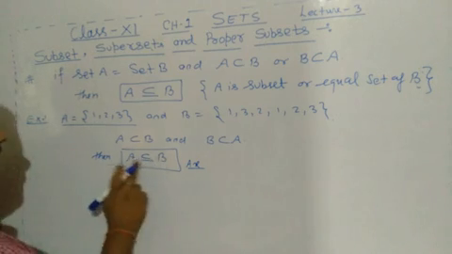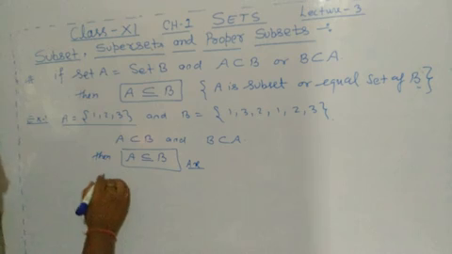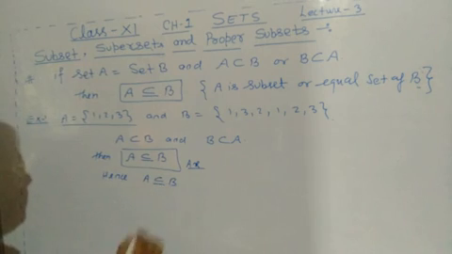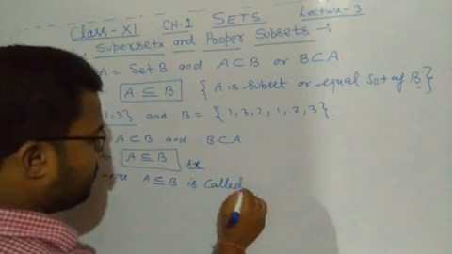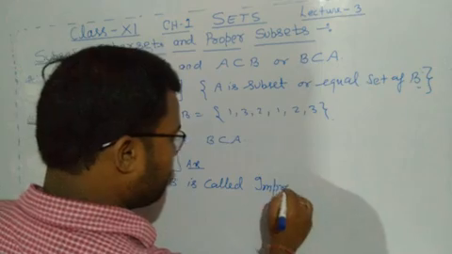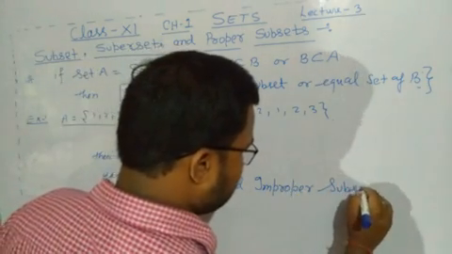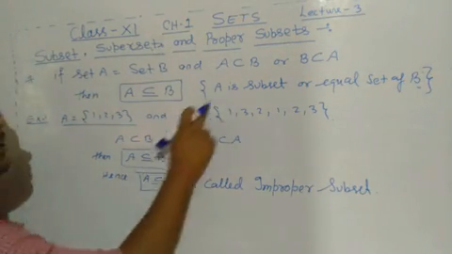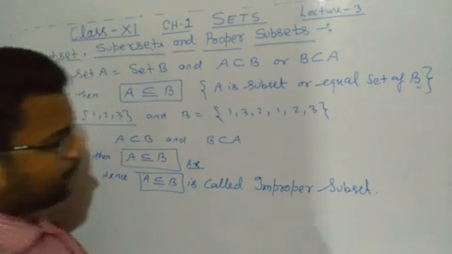Hence, A is subset or equal to set B, and this type of set is called an improper subset. Improper subset.